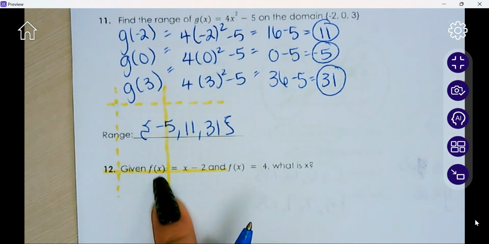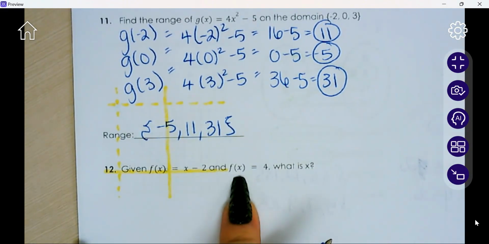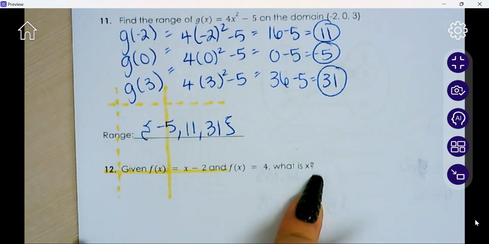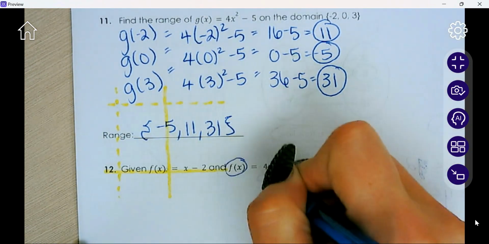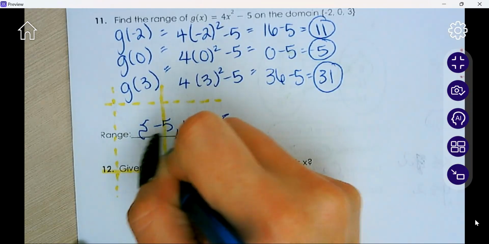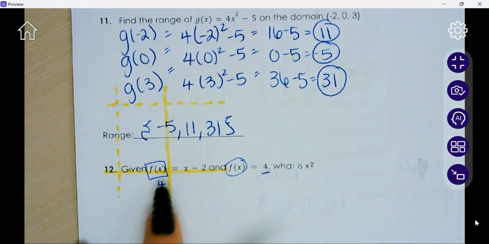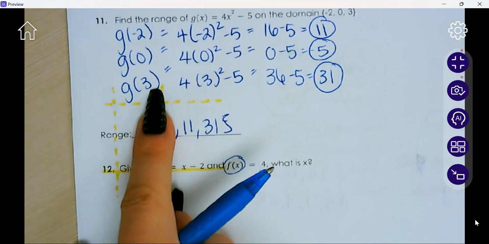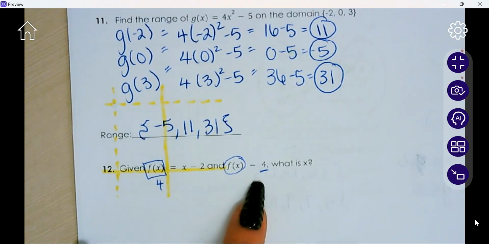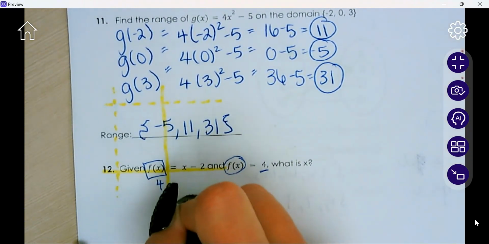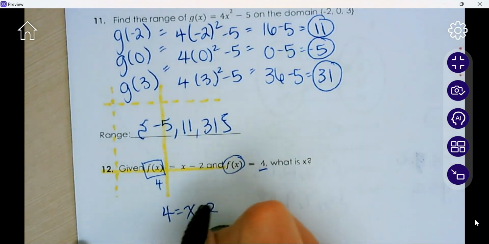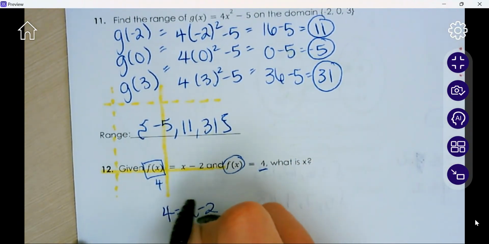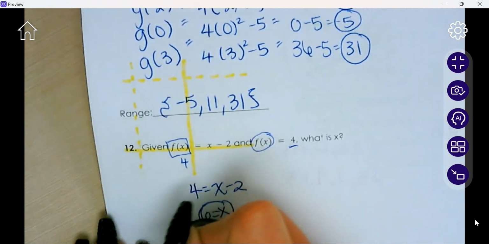Okay, given that f of x is x minus 2 and f of x equals 4, what is the value of x? Okay, so that means that this f of x is 4. So I replace this f of x right here with 4. This is giving us our x value. This essentially is giving us our y value. So 4 equals x minus 2. To get rid of that minus 2, you add a 2 on both sides. So you get 6 is equal to x. And you could write it down here too.